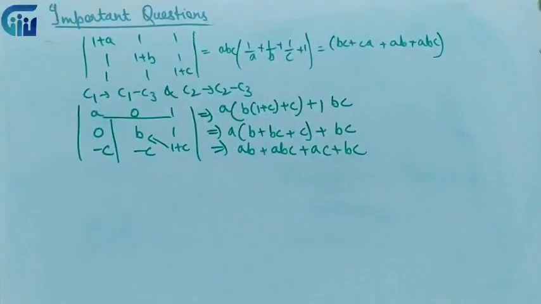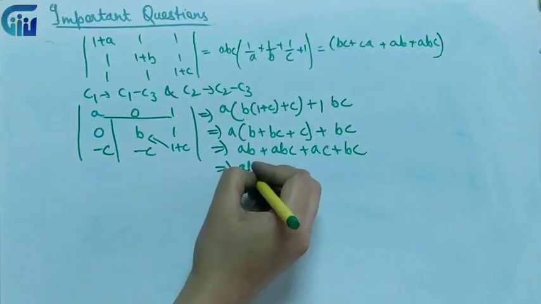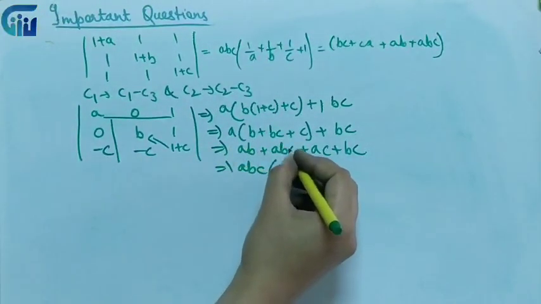I have got the result. This result, if I want to derive this particular result, I'll take ABC common from the whole expression. What will I get? This will be 1.